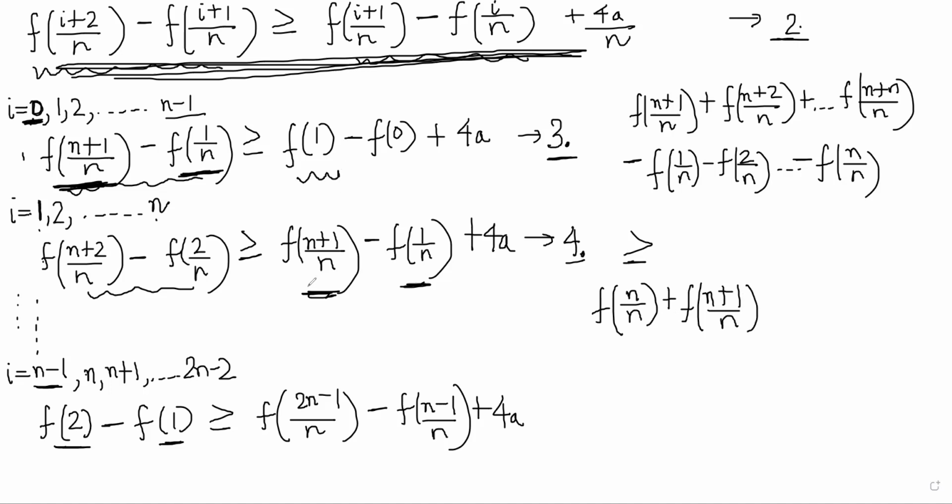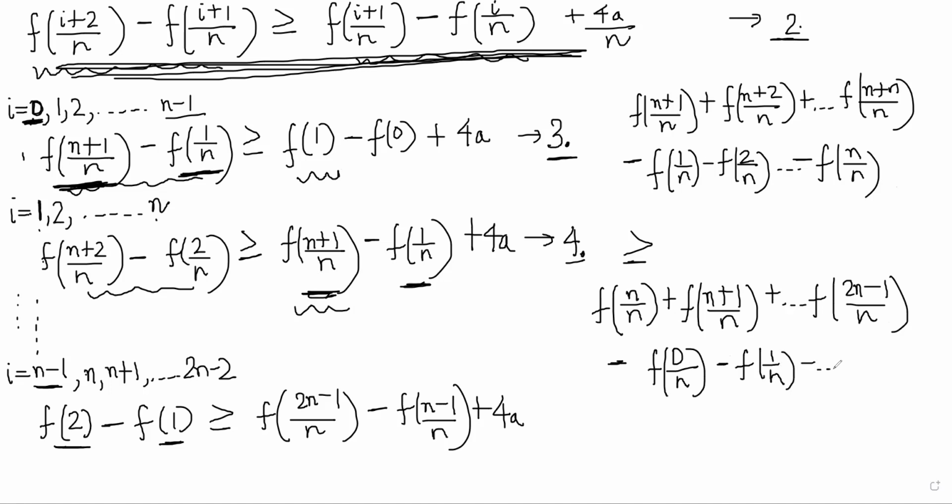So I'm adding these terms now vertically, right? Till I will get f of 2n minus 1 by n, and then minus f of 0, 0 by n, minus f of 1 by n, minus till f of n minus 1 by n. And when I add all of these terms, I get plus 4na, right? Now, what I want you to think here is which terms get cancelled.